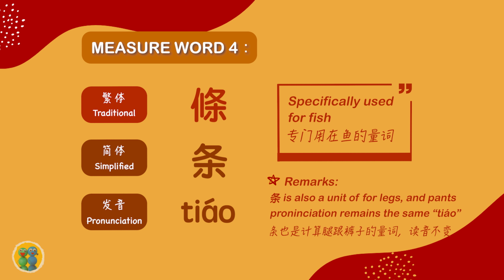And tiáo is not only a measure word for animals or legs or pants, it can be used for things that are long, but it depends. The objects that use this measure word have something in common, which is they are long. Long like noodles, long like a rope, long like a dragon, long like a towel. These nouns can use this measure word, 条.